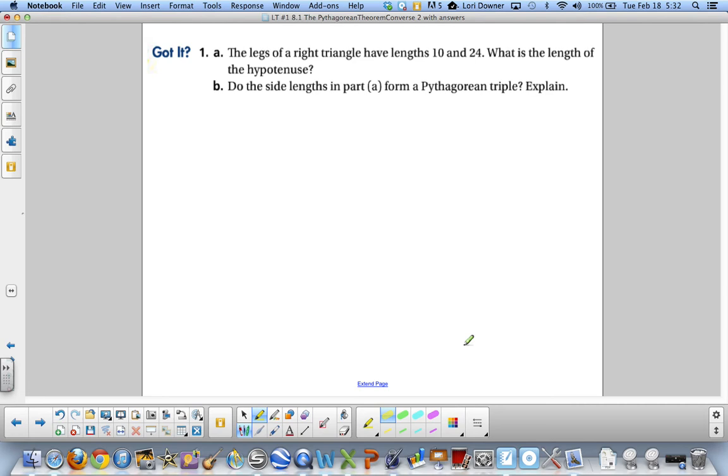Pause the movie, try this on your own. You're going to be asked at the end of the movie to put in your answer for both A and B.